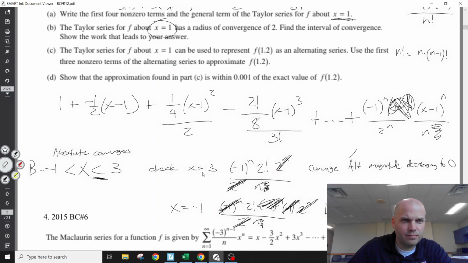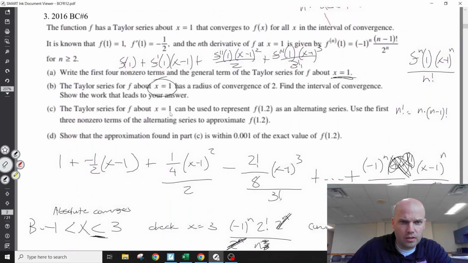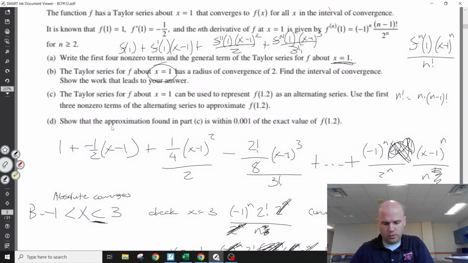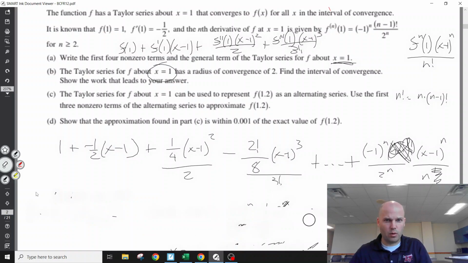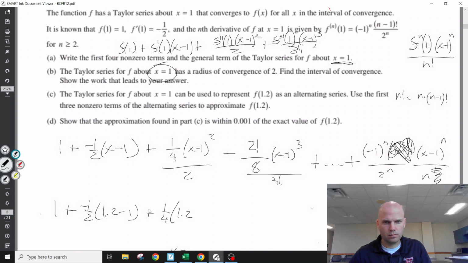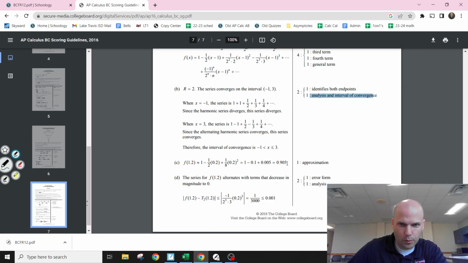All right, part C. Taylor series can be used to represent f of 1.2. Use the first 3 non-zero terms to approximate f of 1.2. It's not bad. All we need to do is plug in 1.2 into the first 3 terms and leave it unsimplified. Okay, we get 1 point for that. You don't have to get the value. You leave it like that.